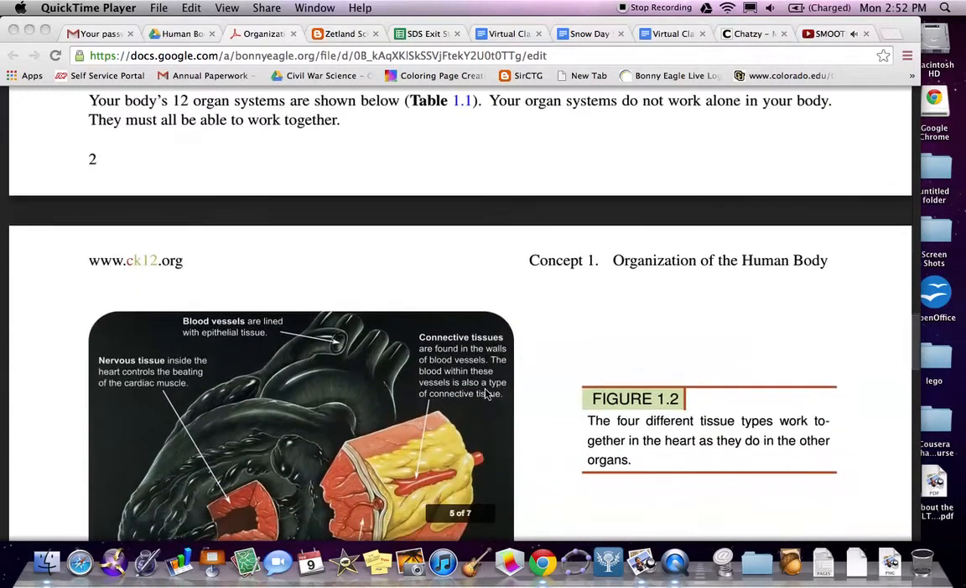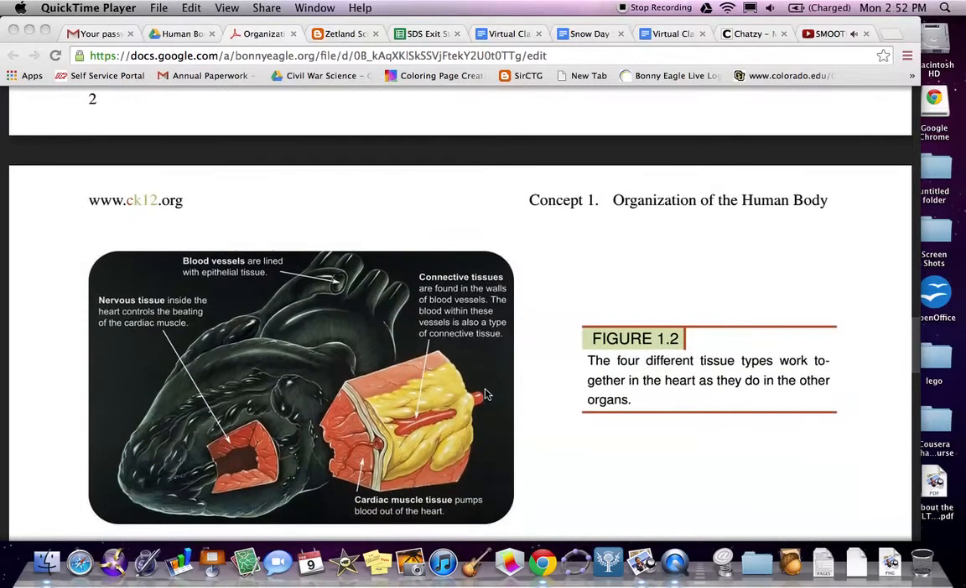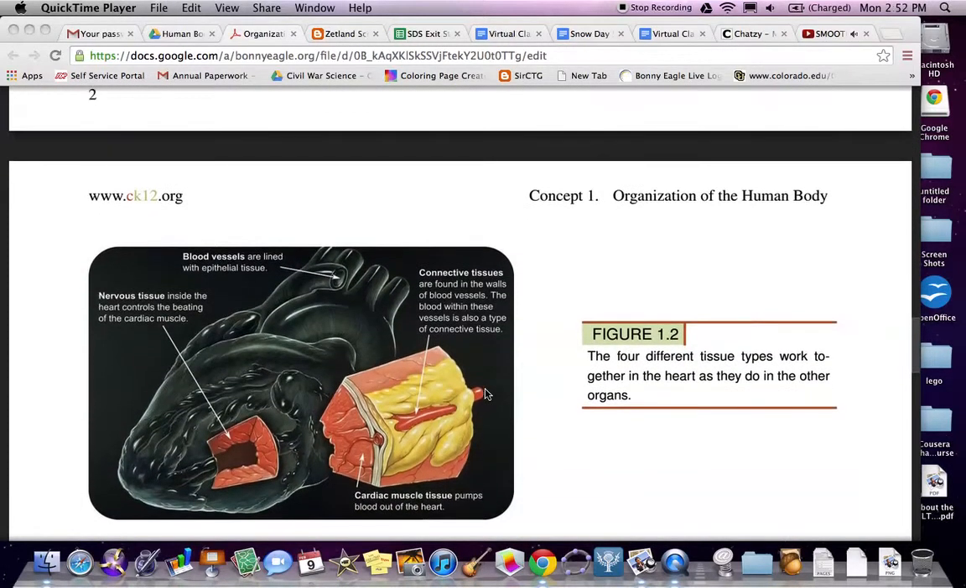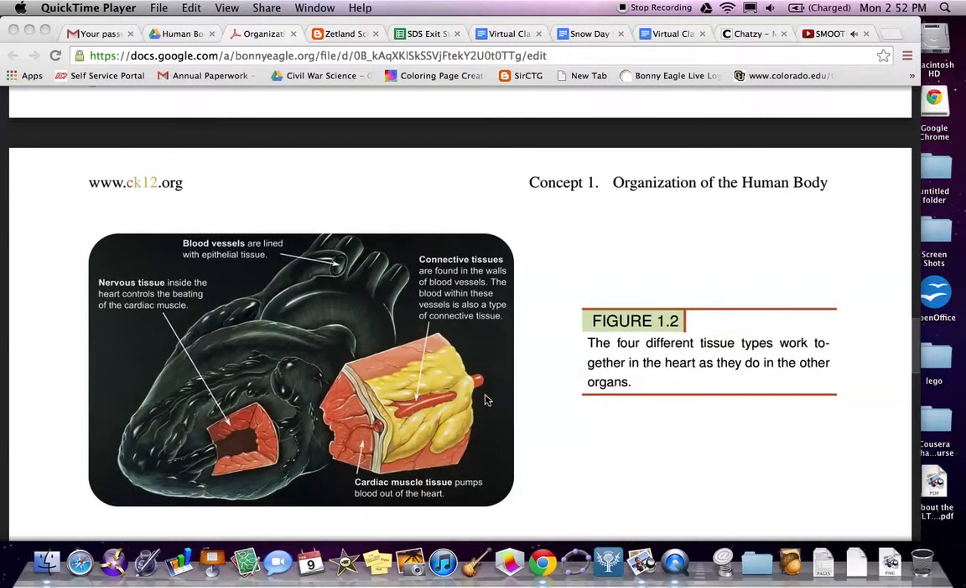Figure 1.2. The 4 different tissues work together in the heart as they do in other organs. The heart has blood vessels lined with epithelial tissue. Nervous tissues inside the heart control the beating of the cardiac muscle. Connective tissues are found in the walls of the blood vessels and in the blood, also a connective tissue. Cardiac muscle tissue pumps the blood out of the heart.